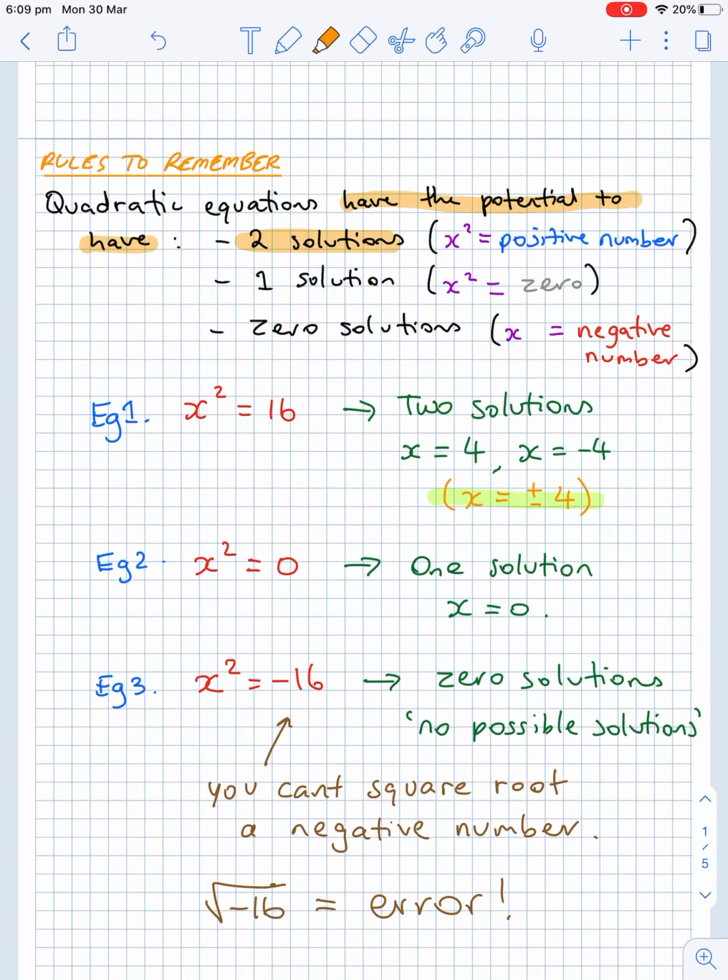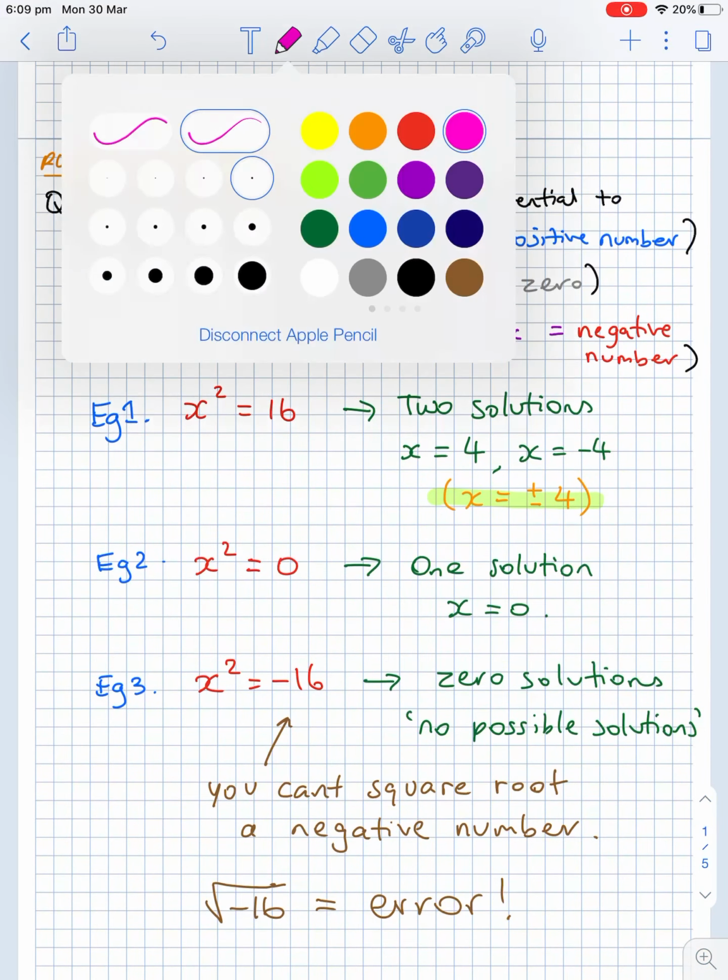We know it has two solutions when we have x squared is equal to a positive number. We have one solution when we have x squared is equal to exactly 0. And we have 0 solutions when x squared is equal to a negative number. So these are the ideas. It's really important that we make sense of this. I'll just get that squared back in.